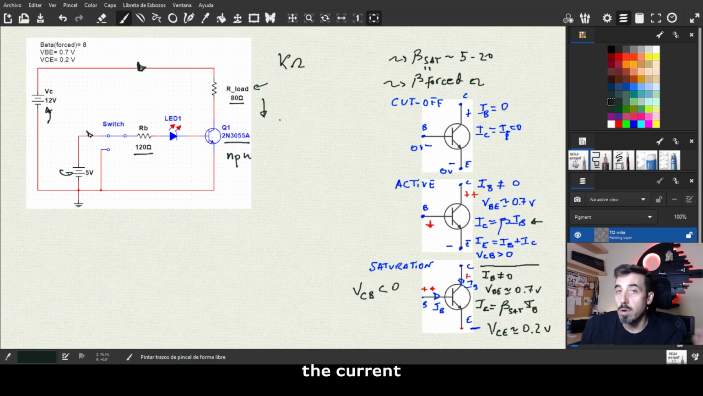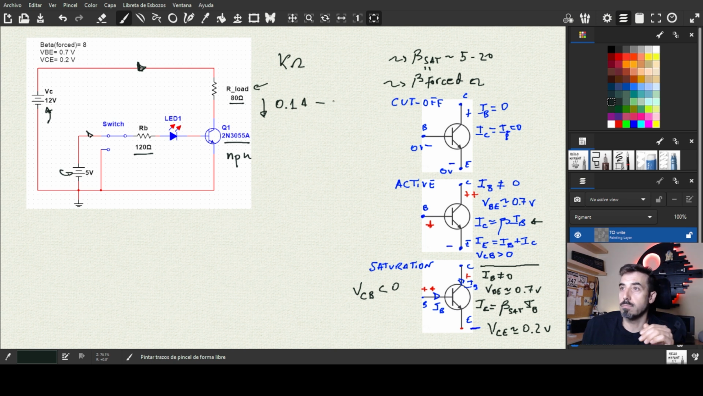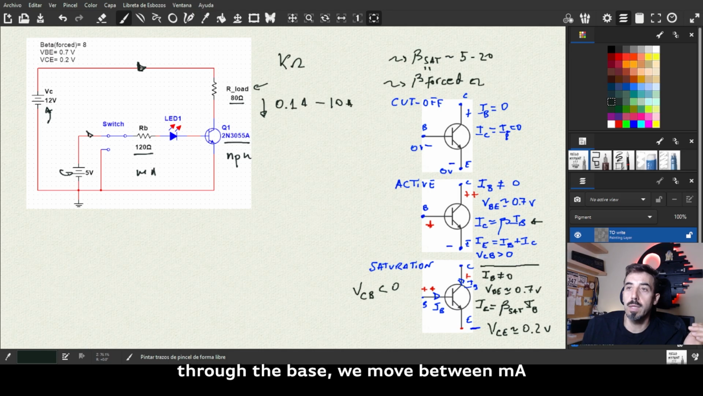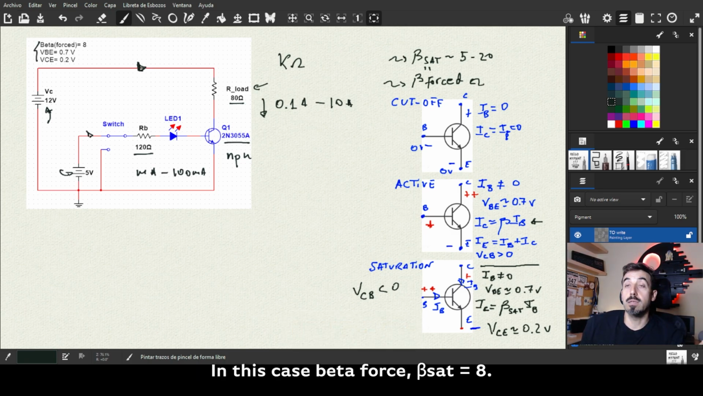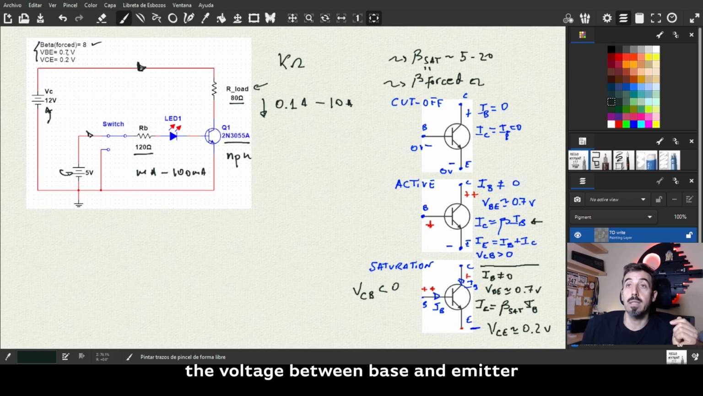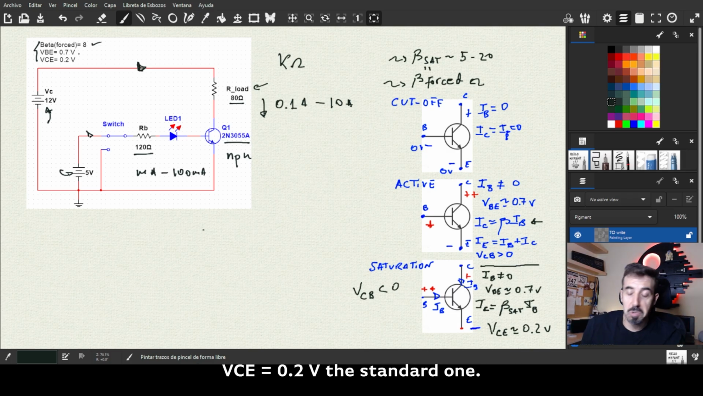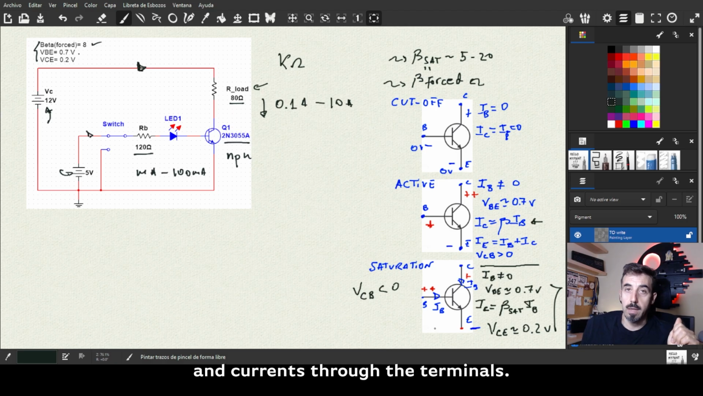Typically in saturation, the current through the collector is going to move between 0.1 amp and 10 amps, depending on the application. That also means that through the base, we move between milliamps and hundreds of milliamps. What else? The data that is going to be given, in this case, beta sat is 8. As I told you, very small. In saturation, the voltage between base and emitter is 0.7, and the voltage between collector and emitter is 0.2, the standard one.